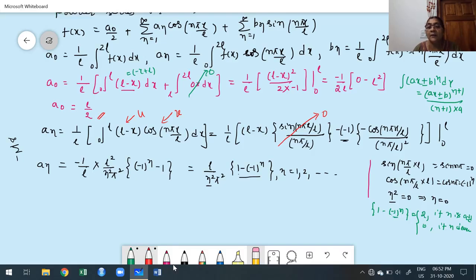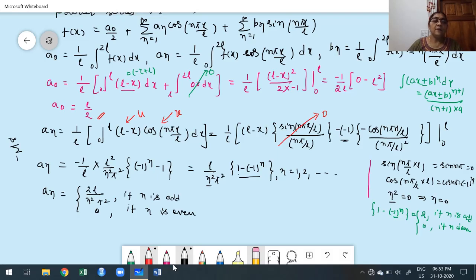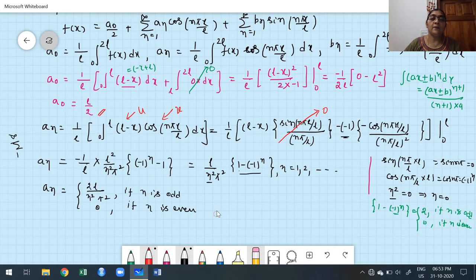Now commonly we get this value. Therefore, before we move into the next step, first we are going to write the simplified form. For the odd case we get 2, therefore 2L by n square pi square if n is odd. It is 0, because this is the flower bracket 0 and the product must be 0, if n is even. Okay, now these are two simple ways to find out a naught and an values.